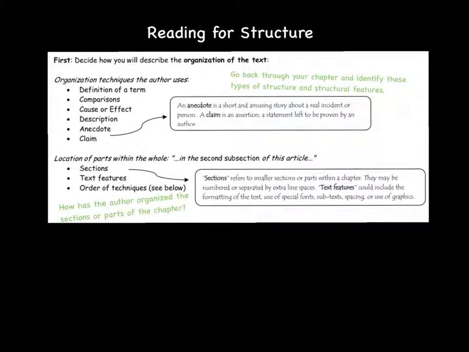The second thing you want to look at are the location of parts within the whole. Consider that the part that you're looking at is a chapter in a part of the entire book. Look to see if that chapter is broken into sections. Consider how the author has organized the sections or parts of the chapter. What is the purpose of each section? Is the topic of each section changing? Is the actual structural pattern in each section changing?